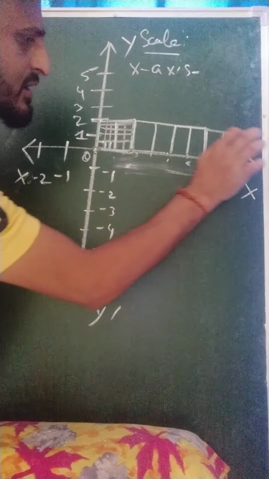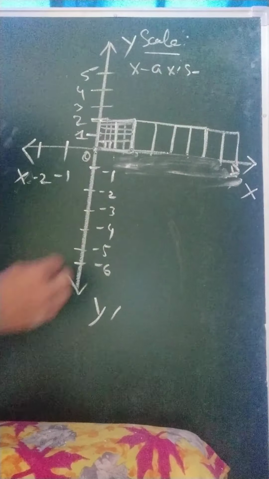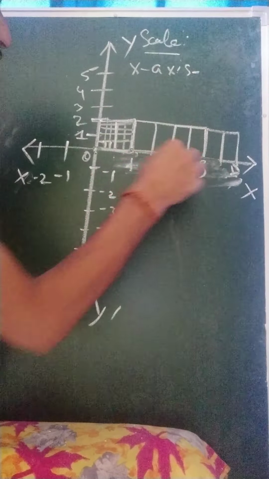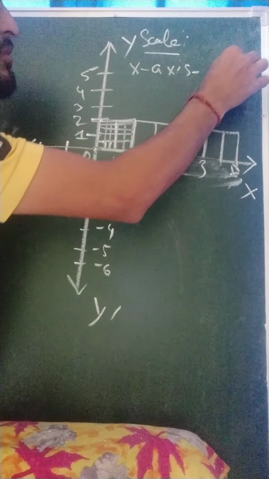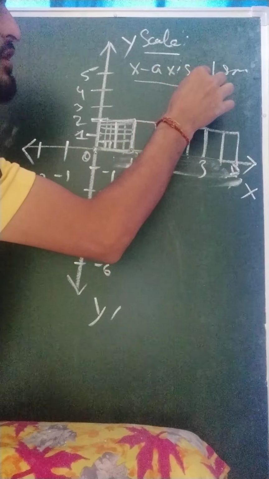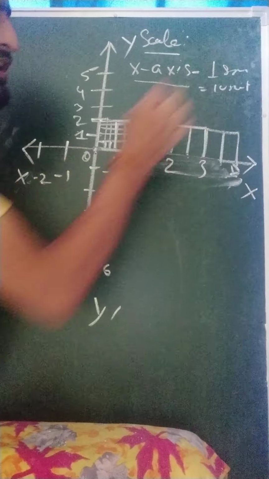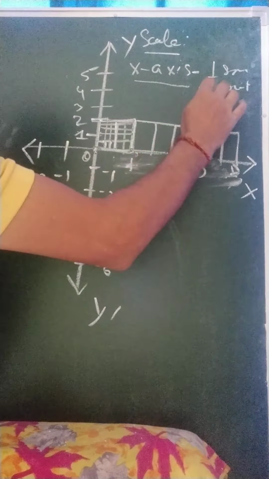Some of the students may take, if they have the space in the graph, 1, 2, 3. So whatever you are taking, you write down. 1 small square is equal to 1 unit. Some of the students are taking along the x-axis 1 small square is equal to 2 units.